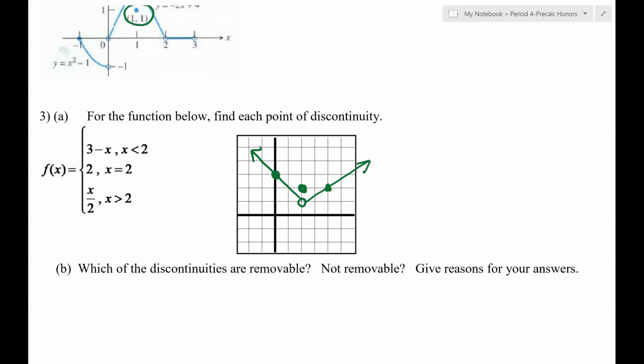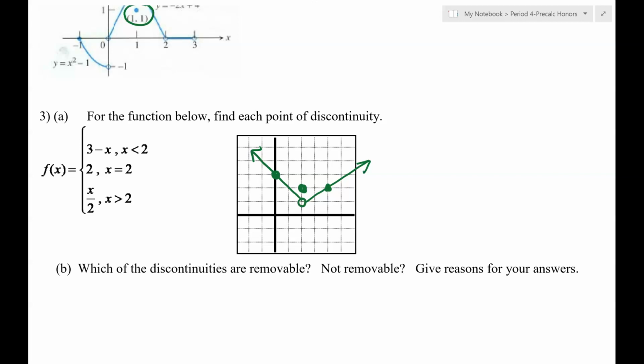Did you guys have something like this? Yeah. So verify, make sure we are on the same page. On the right side, if I pick 4, 4 divided by 2 should be 2. I can pick 6 as well. If I pick 6, 6 divided by 2 should be 3. So this question is really asking, which of the discontinuities are removable, not removable, and give you reasoning.